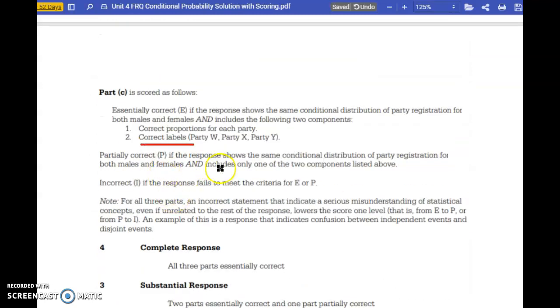So partially correct says you show the same conditional distribution. That's what I did. But you only include one of the two components. So I forgot to include component 2. So I lost a point there. So I would have been partially correct on that.